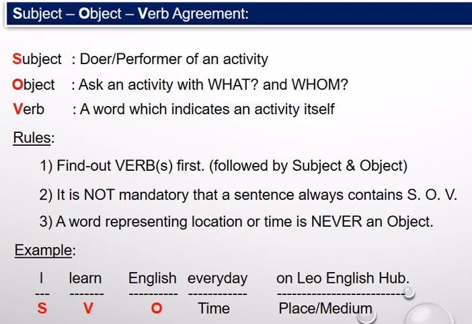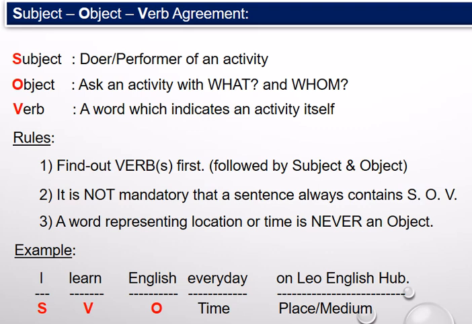When I ask a question to the verb learn, what to learn and whom to learn, whom to learn is not feasible over here. So what to learn is feasible, and the answer is English, and that's why it is an object. The other words are extra words like time and places. Where do I learn? On Leo English Hub. When do I learn? Every day, or every Sunday, or twice a week, or whatever.